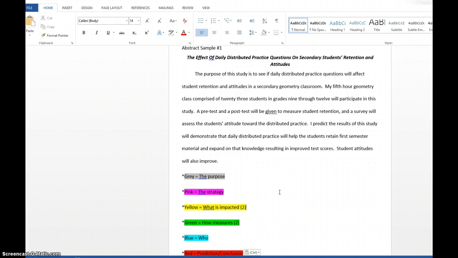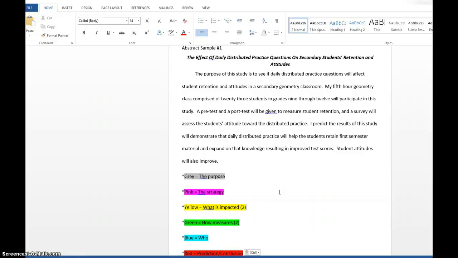So this abstract says that the purpose of this study is to see if daily distributed practice questions will affect student retention and attitudes in a secondary geometry classroom. My fifth hour geometry class, comprised of 23 students in grades 9 through 12, will participate in this study. A pretest and a post-test will be given to measure student retention, and a survey will assess the student's attitude toward the distributed practice. I predict the results of this study will demonstrate that daily distributed practice will help the students retain first semester material and expand on the knowledge, resulting in improved test scores. Student attitudes will also improve.